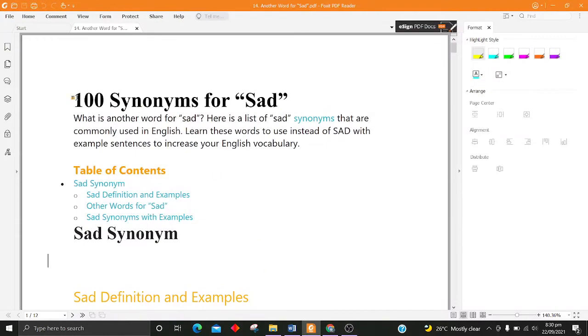Here is a list of 100 synonyms for sad. Synonyms that are, what is another word for sad? Here is a list of 100 synonyms for sad. Synonyms that are commonly used in English. Learn these words to use instead of sad with example sentences to increase your English vocabulary.